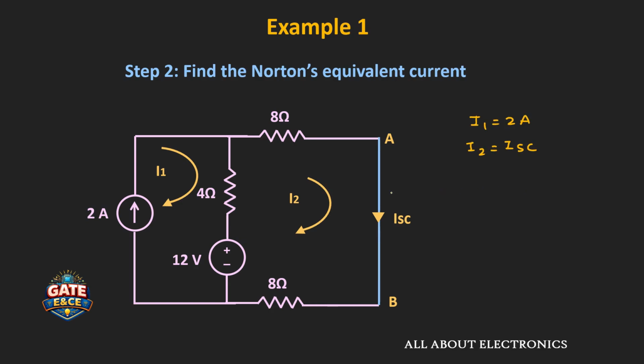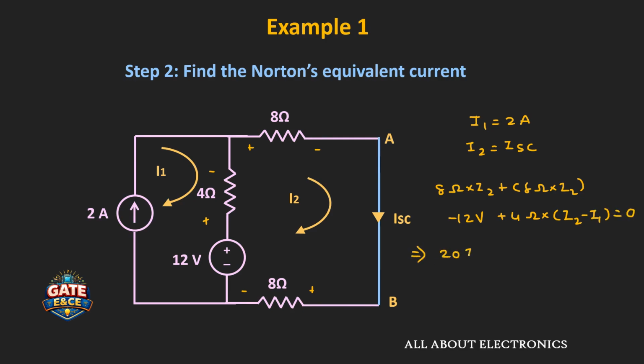So considering this, now let us apply the KVL equation in this second loop. So applying the KVL equation, we can write 8 ohm times I2 plus 8 ohm times I2 minus 12 volt plus 4 ohm times (I2 minus I1) is equal to 0. That means 20 times I2 minus 4 times I1 is equal to 12 volt.